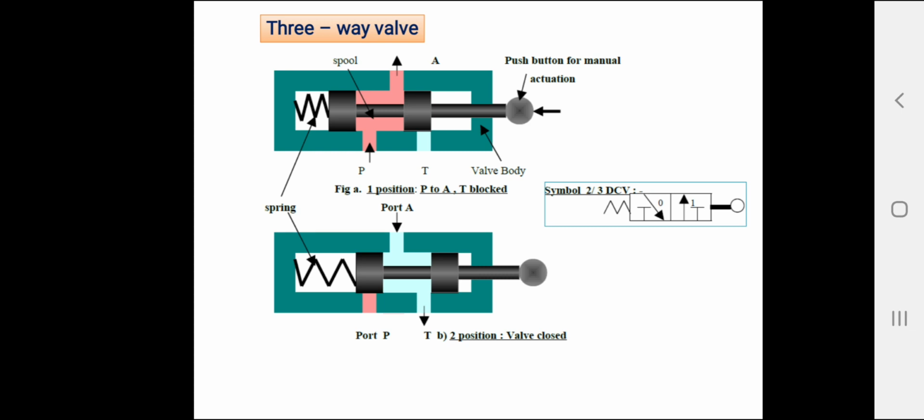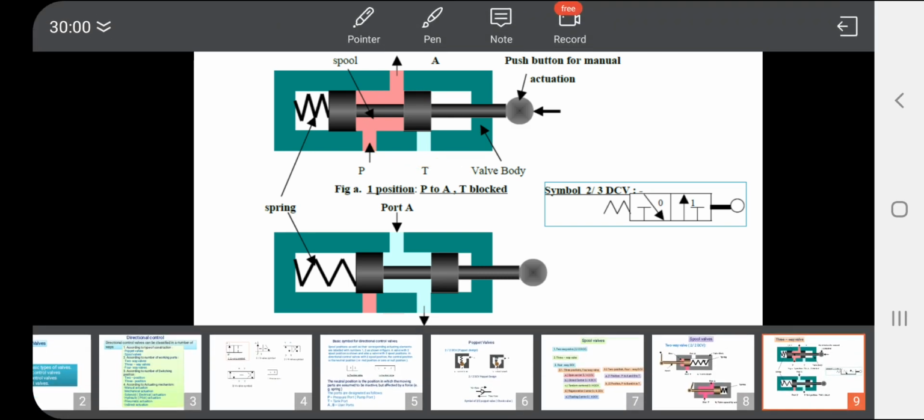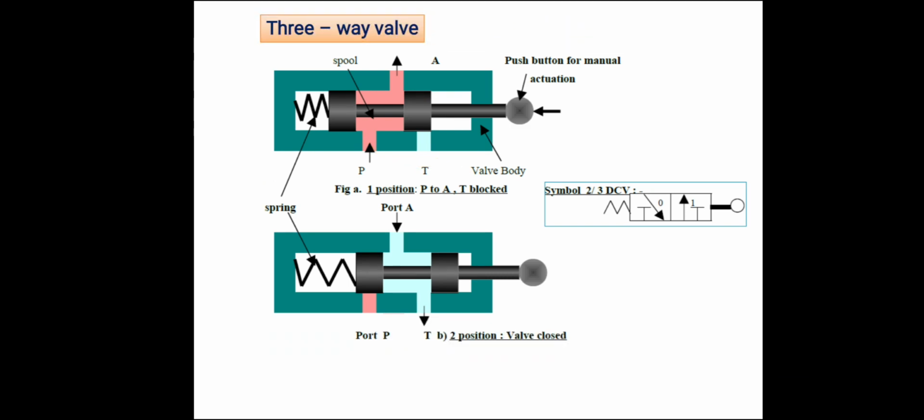These ports are generally identified as P, where P is for pressure, that is the pump port. Then A and B are working ports and T is the tank port. This figure shows the first figure, A figure and B figure, a 2 position three-way valve actuated manually by push button.